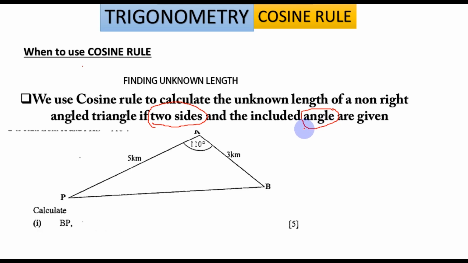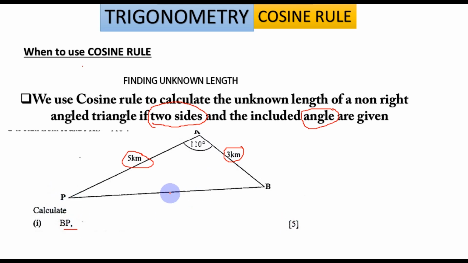Let's take, for instance, this diagram right here. You've been given two sides, this side and this side. The KP and the KB have been given. So we have 5 kilometers and 3 kilometers. At the same time, we've been given an angle. Check the question. Calculate BP.